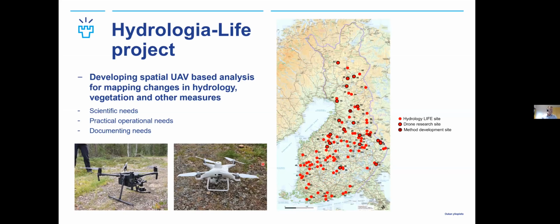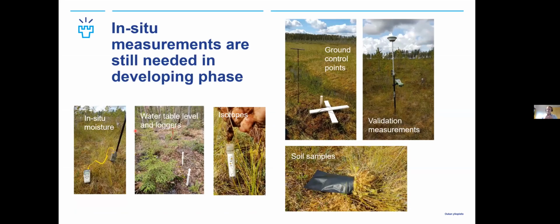And our part is to check how we can use small drones or bigger drones for the scientific needs, practical operational needs, and also for documenting the sites. But we need to do a lot of in-situ measurements as well, especially in the developing phase. So we are doing a lot of moisture mapping, groundwater level, isotopes, ground control points, and some water sampling, soil sampling to validate and calibrate our methodologies.